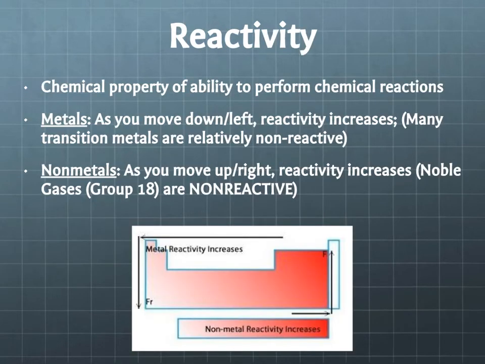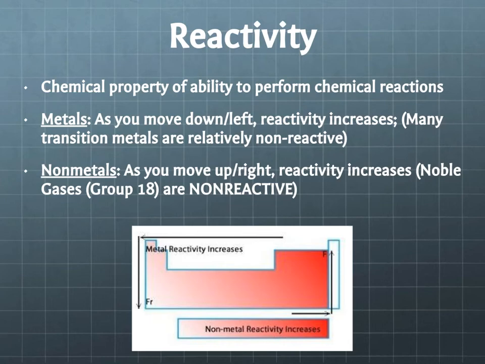And then our last one, we're going to do a lab on this, but it's all about reactivity, and it's a chemical property that is the ability to perform chemical reactions. So metals, if we're talking about metals specifically, as you move down and to the left, reactivity increases. Francium is the furthest down and to the left, meaning it's going to be the most reactive. A lot of the transition metals up in here are relatively non-reactive, like gold is relatively non-reactive. And then for our non-metals, they've got a slightly different trend.